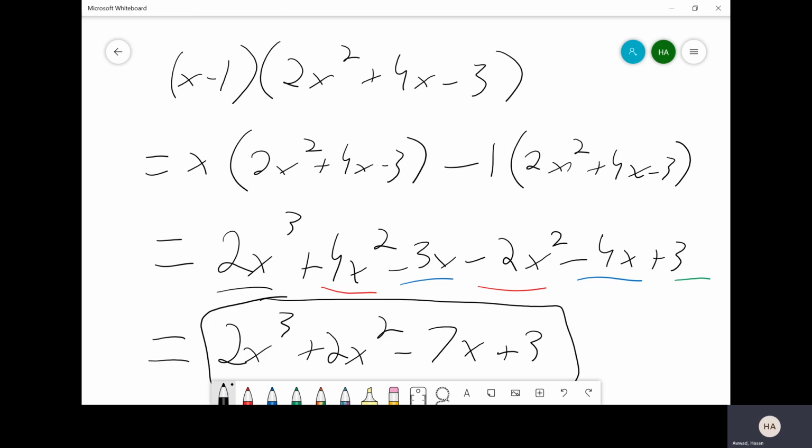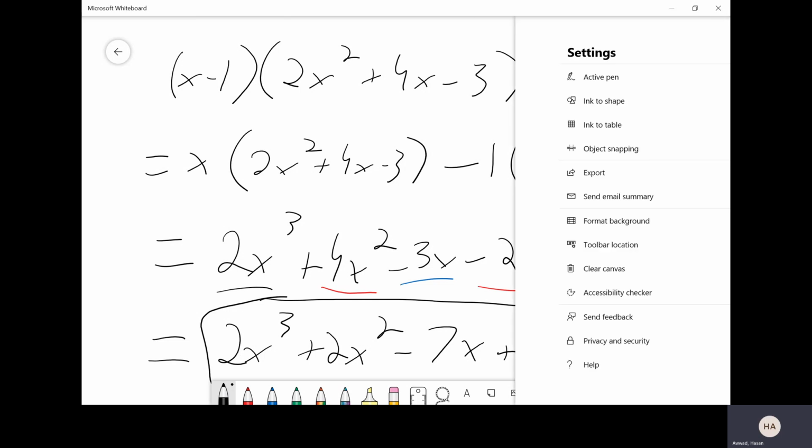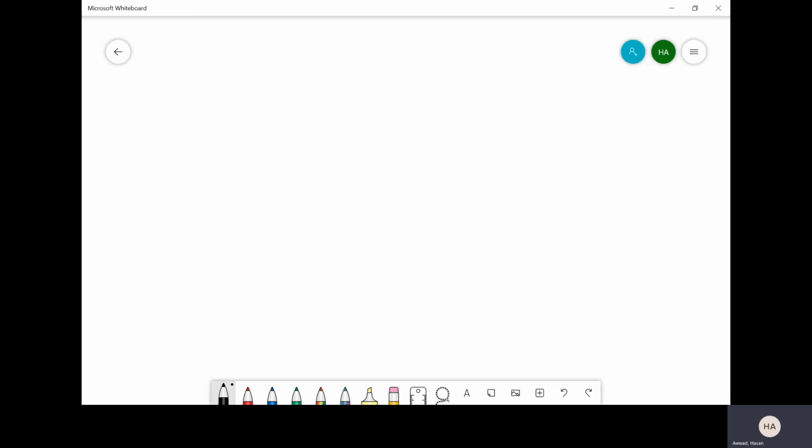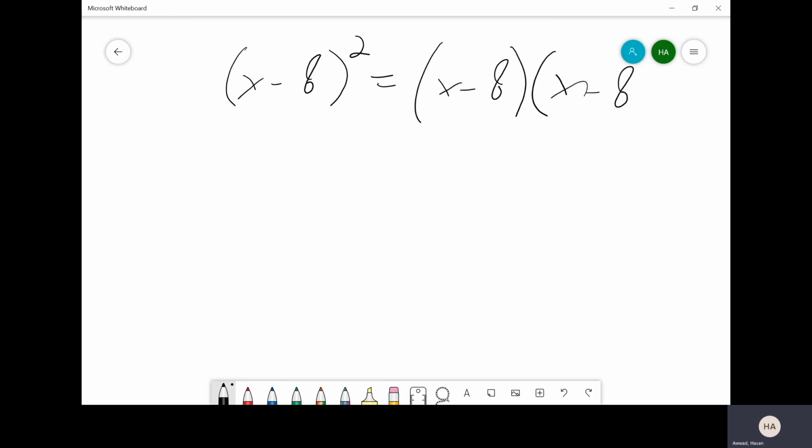Okay, let's do one more together, and then I'll give you one more classwork assignment, and we'll check the time because I'm sure that I'm running low here. So the one that we're going to do here together is x minus 8 squared. I want to expand this. Okay, x minus 8 squared. Well, this is going to be equal to x minus 8 times x minus 8, right?